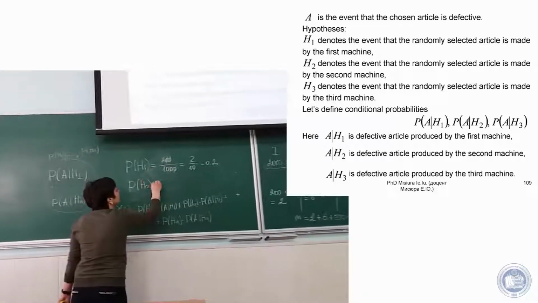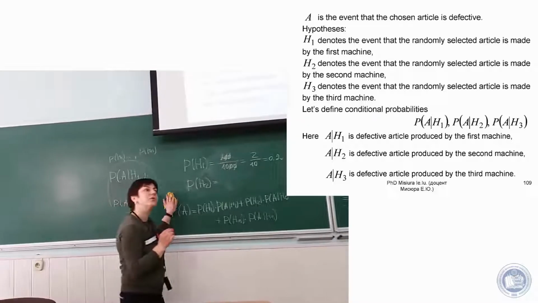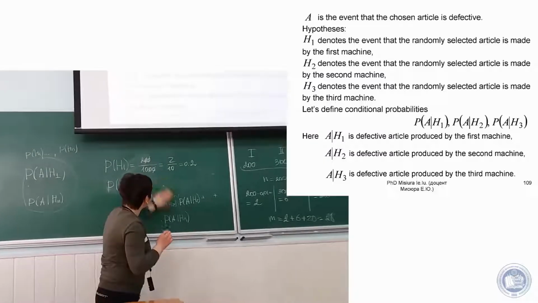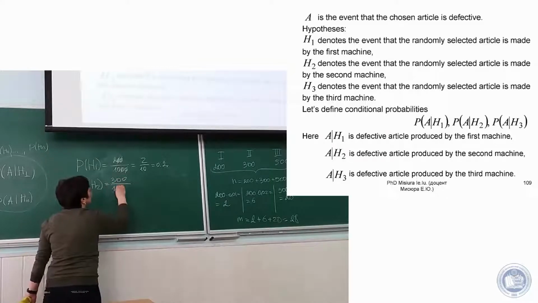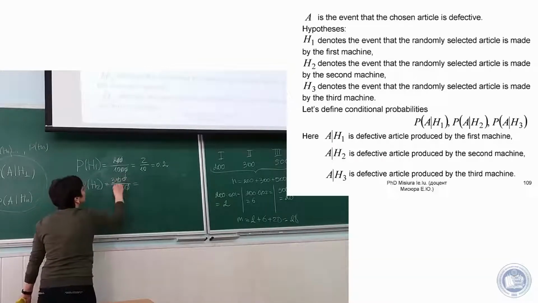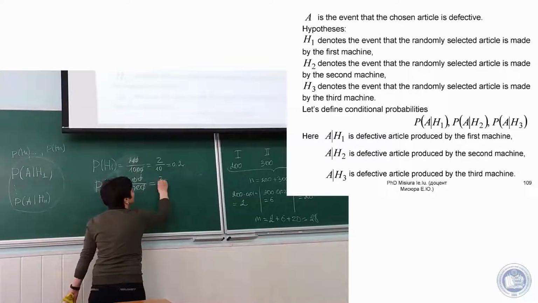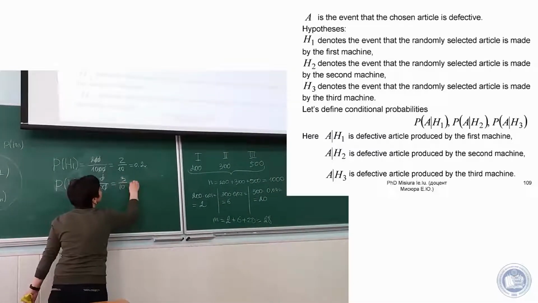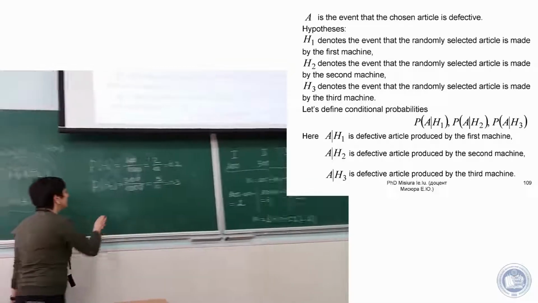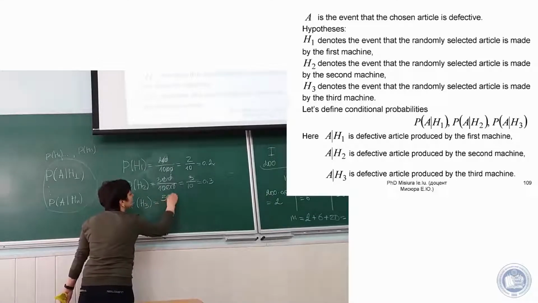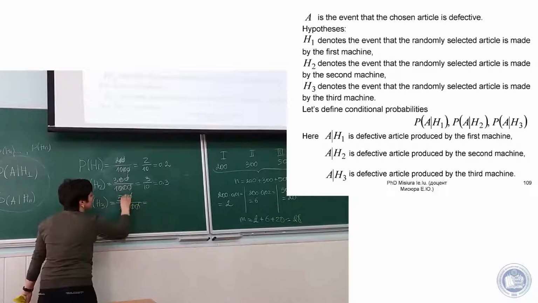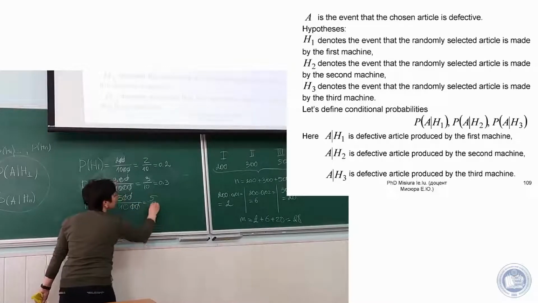If you take the second machine, what result do you have? Students? Okay, 300, yes, divided by 1000. Okay. And 3 divided by 10 and 0.3. Okay. The last machine gives this probability. 500 divided by 1000, yes, and it will be 5 over 10 or 0.5.